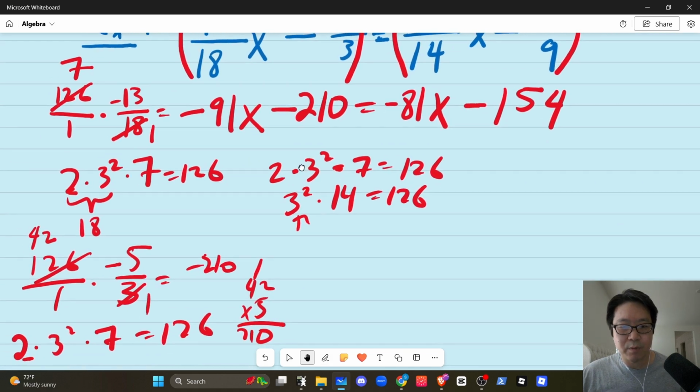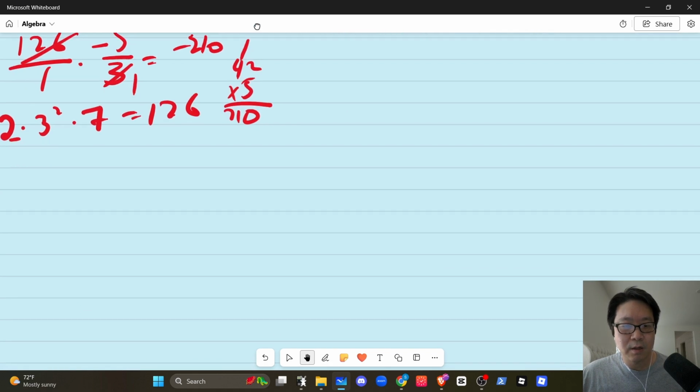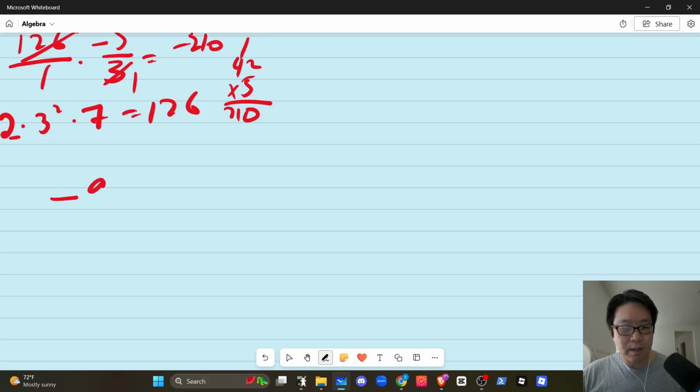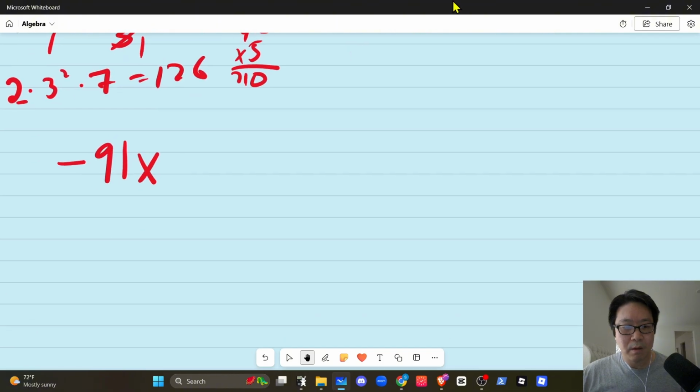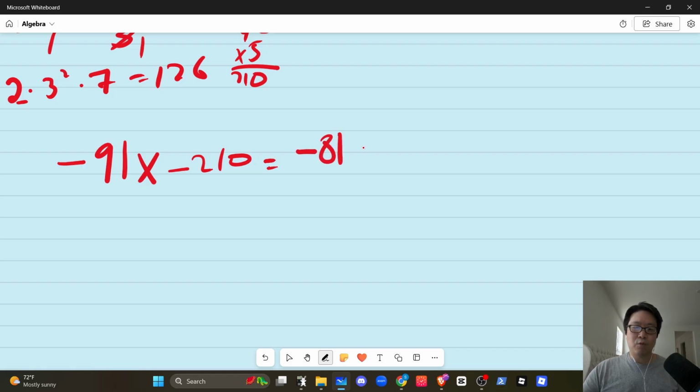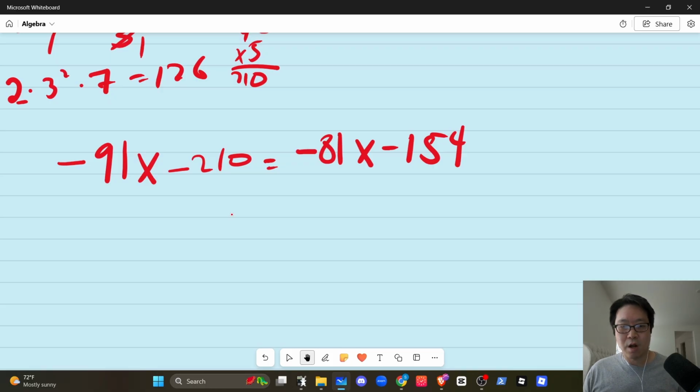Let me clean this up a bit. So what we have so far is negative 91x minus 210 equals negative 81x minus 154. And notice how at this point, all the fractions are gone. And at this point, we can just solve this equation like how we're used to solving it.